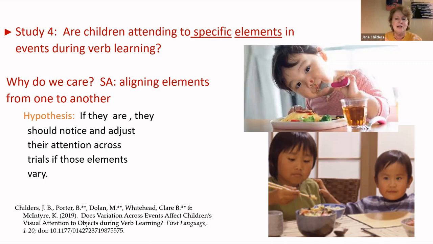Well, I thought, what if we change only one element across events? It'll be different in different conditions, which element we choose. And we see with the tracker if they notice that change. If they notice that something's changing, they should adjust their attention to that changing element. And I think they should look longer at it because that's the thing that's changing. So let's see if we can use the tracker and see if we can see that.